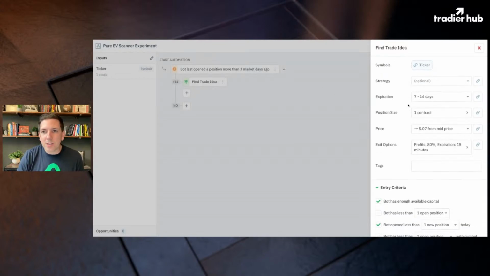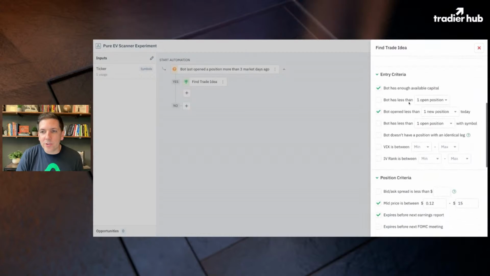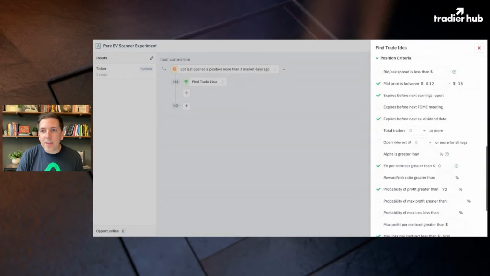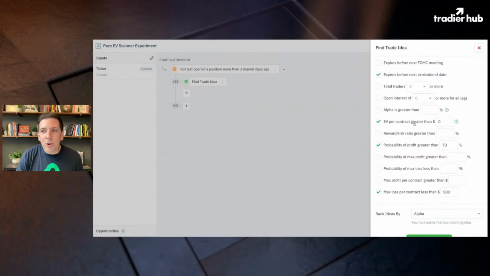And then they look for a potential trade that's, in this case, 7 to 14 days. And here's some entry criteria that I put in: looking for a trade that expires before the next dividend, doesn't have an earnings report or anything like that, and has an EV per contract greater than 0. Now, this I think is one of the most important parts right here. I'm specifically telling my bots in this system to say, look, of all the potential trades that you might find, only take the ones that have a positive expected value, right? Because we don't want to take trades that have a negative expected value. If we take trades that have a negative expected value, we're literally shooting ourselves in the foot, so we don't want to do that.